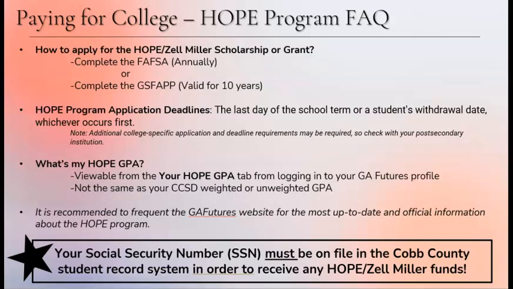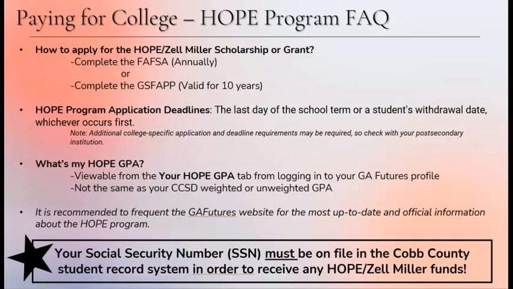Another question we get, when's the application deadline? So ultimately, when applying for Hope, the last day of the school term or when a student's withdrawal date, whichever occurs first, is typically the application deadline. But any additional college-specific application and deadline requirements may be required, so definitely check with your post-secondary institution.